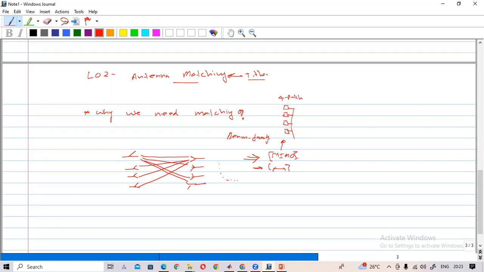But MIMO is used for 4G, 3G, 2G technologies, and also for WiMAX and Wi-Fi. I'm not sure about Wi-Fi, but for WiMAX, MIMO systems are used.